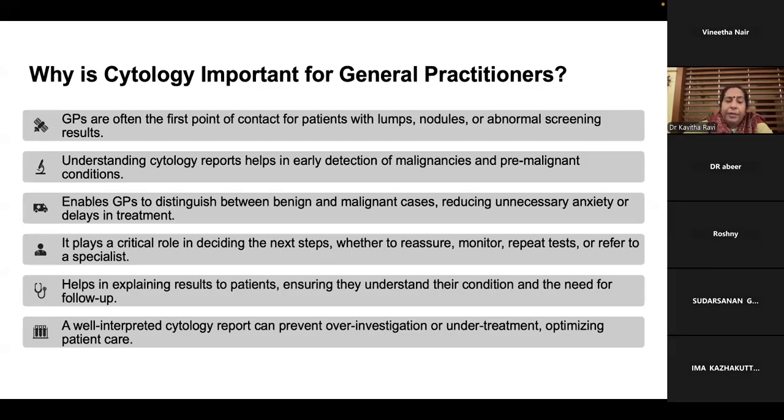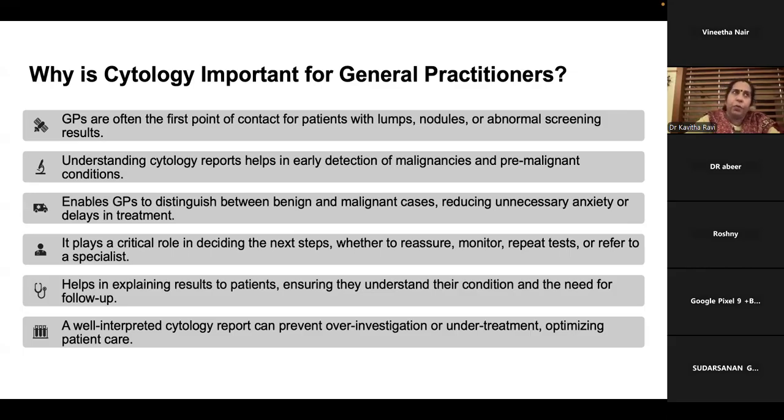At the primary level itself, cytology reports enable GPs to distinguish between benign and malignant cases, so that when patients approach the first clinician, you yourself can reduce unnecessary anxiety or delays in treatment. It plays a critical role in deciding the next steps, whether to reassure, monitor, repeat the test, or refer to a specialist. It also helps in explaining results to patients. If you can decipher the report properly, you can explain it to patients, because we, the pathologists, are not supposed to explain the cytology reports to the patients.